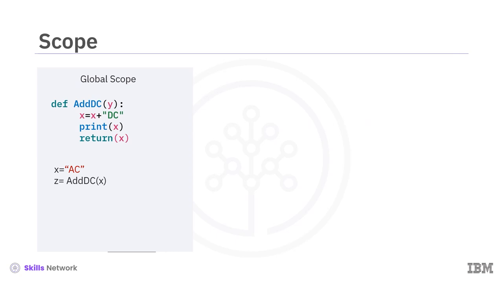The scope of a variable is the part of the program where that variable is accessible. Variables that are defined outside of any function are said to be within the global scope, meaning they can be accessed anywhere after they are defined.